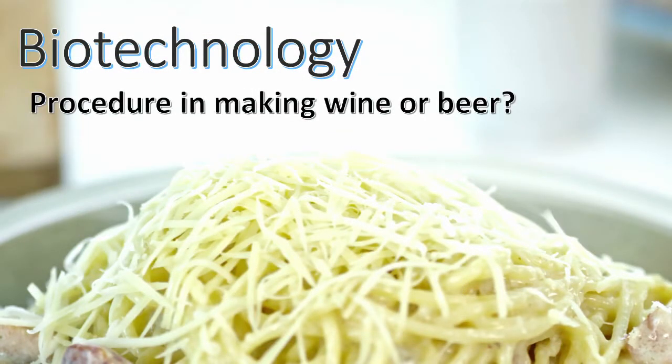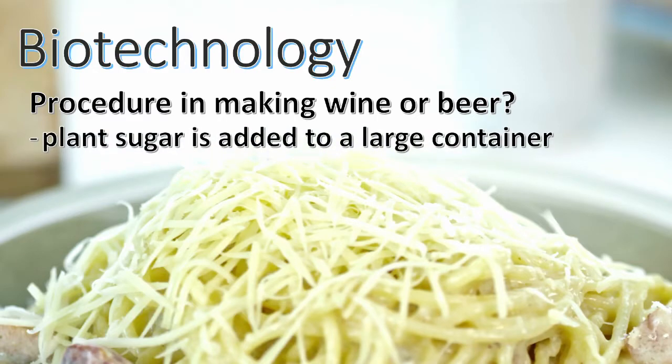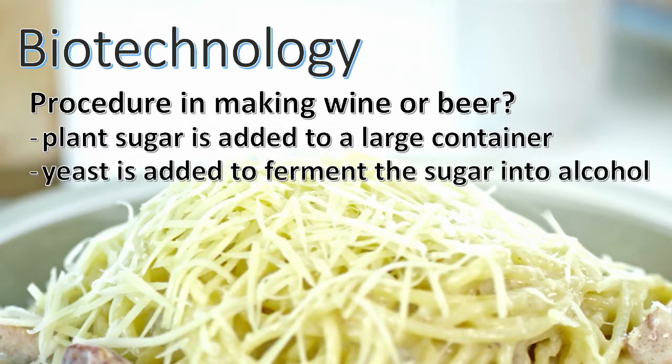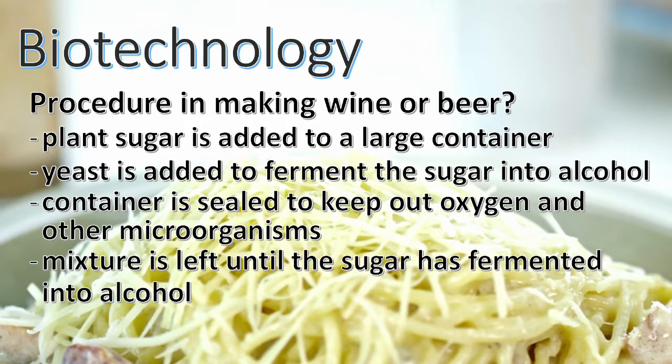So, the procedure in making wine or beer. As I have discussed earlier, it's the same process. Plant sugar is added to a large container. Next, yeast is added to ferment the sugar into alcohol. The container is sealed to keep out oxygen and other microorganisms.